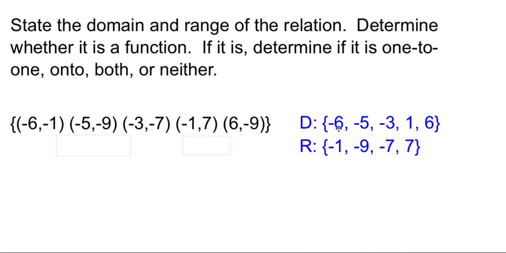Well, let's take a look. Does everything in the domain have exactly one partner? -6 has exactly one partner. -5 has exactly one partner. -3 does, -1 does, and 6 does. So this is indeed a function. Now we need to decide if it's one-to-one or not. To be one-to-one, every member of the range has to have exactly one partner back in the domain. -9 has a partner of -5, but it also is partnered back with 6. So this is not a one-to-one function.